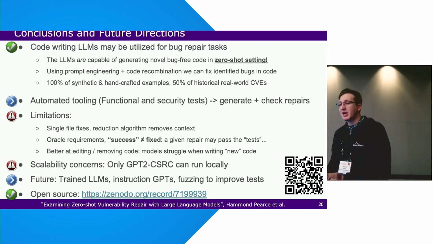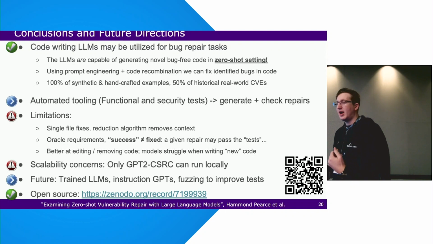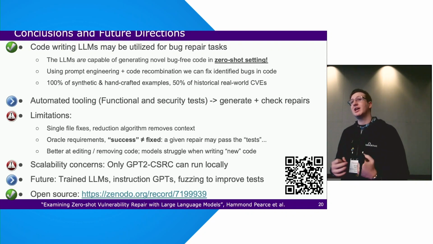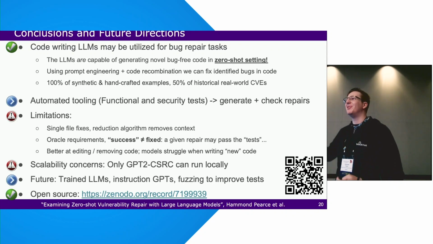There are a number of limitations. We can only do single file fixes. As we said, success doesn't necessarily mean fixed. The models were better at removing and editing code than they were at coming up with brand new code, and obviously scalability concerns. We can't all just prompt 8 language models 20,000 times to come up with candidate fixes.